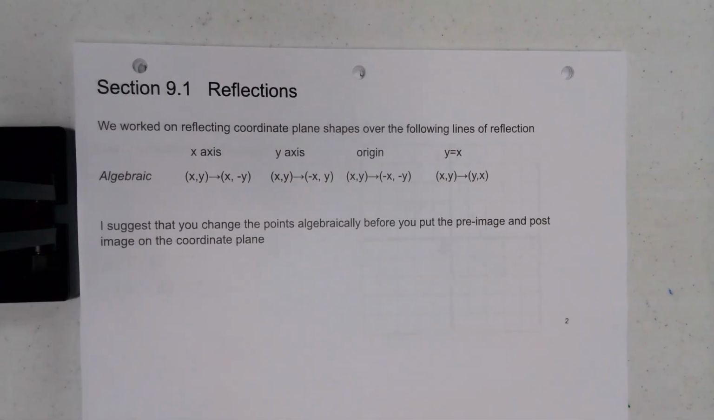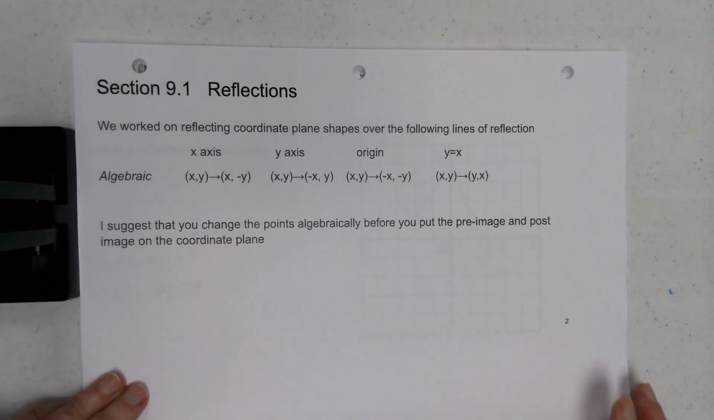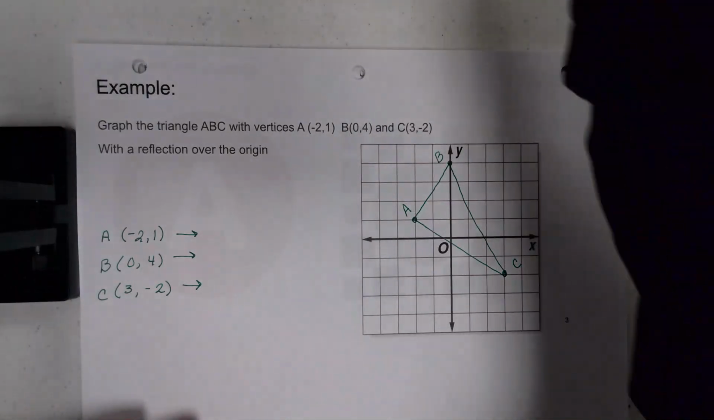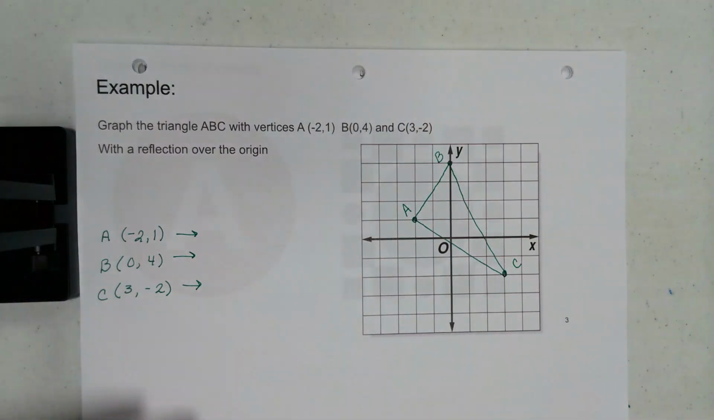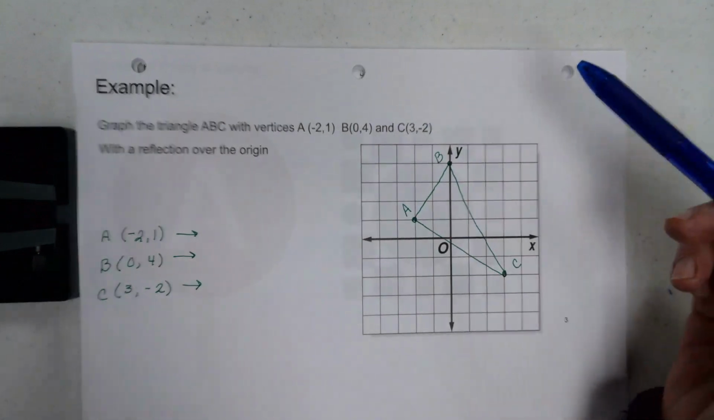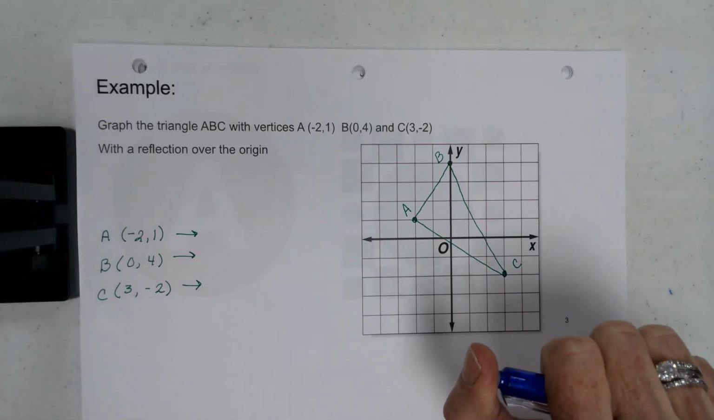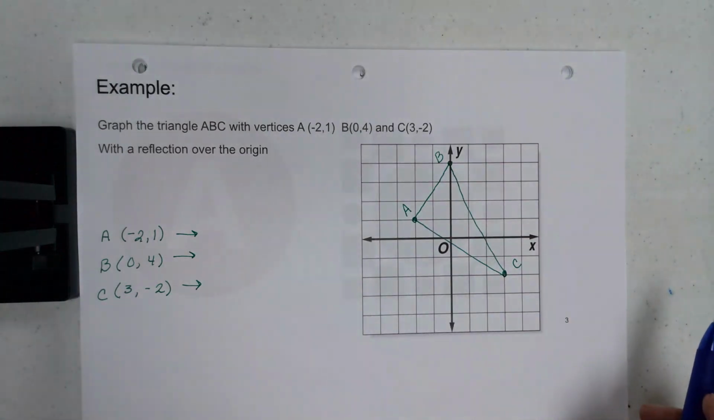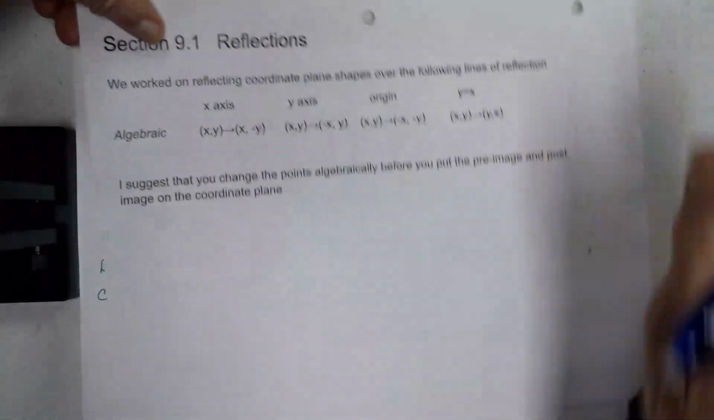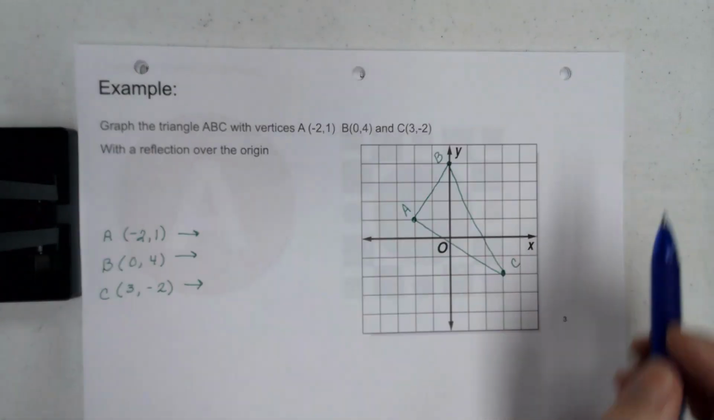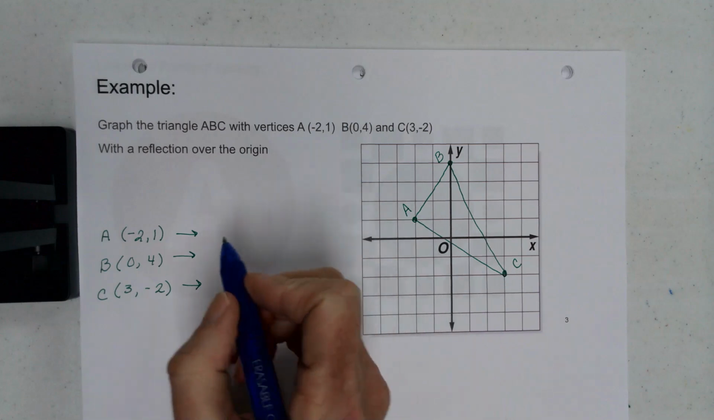I suggest that you change your points algebraically before you put the pre-image and the post-image on the coordinate plane. So here's an example of a reflection. You have the triangle ABC with these vertices, and I've graphed those up here. I'm going to reflect it over the origin, which, remember, means you take the opposite of both the x and the y. So I'm going to change the points first, and then I'm going to put it on the coordinate plane.